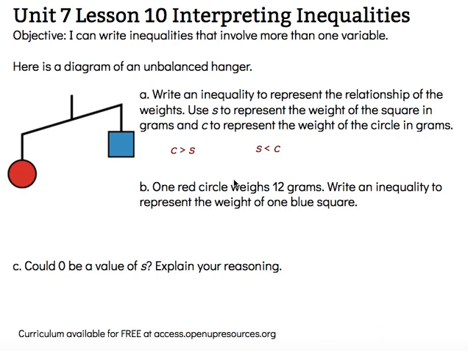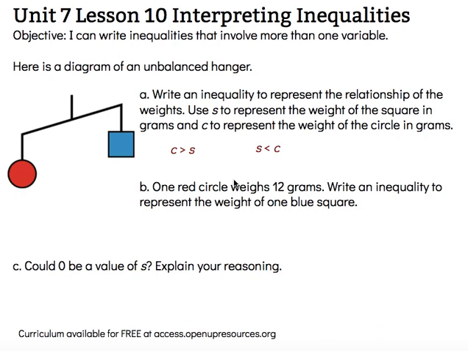Letter B says, one red circle weighs 12 grams. Write an inequality to represent the weight of one blue square. So I can use substitution. I can take 12 and substitute it for C, the weight of the circle. So I could do that for either of those inequalities.